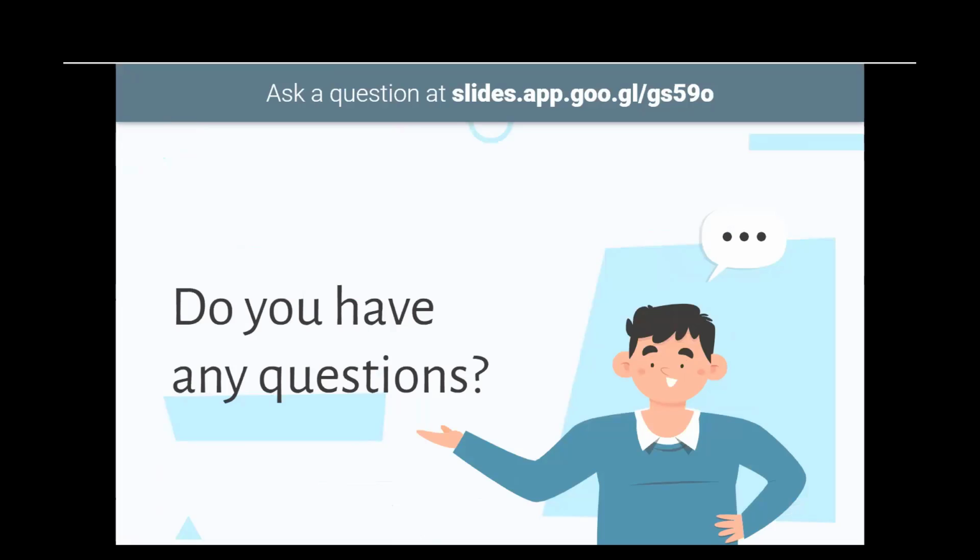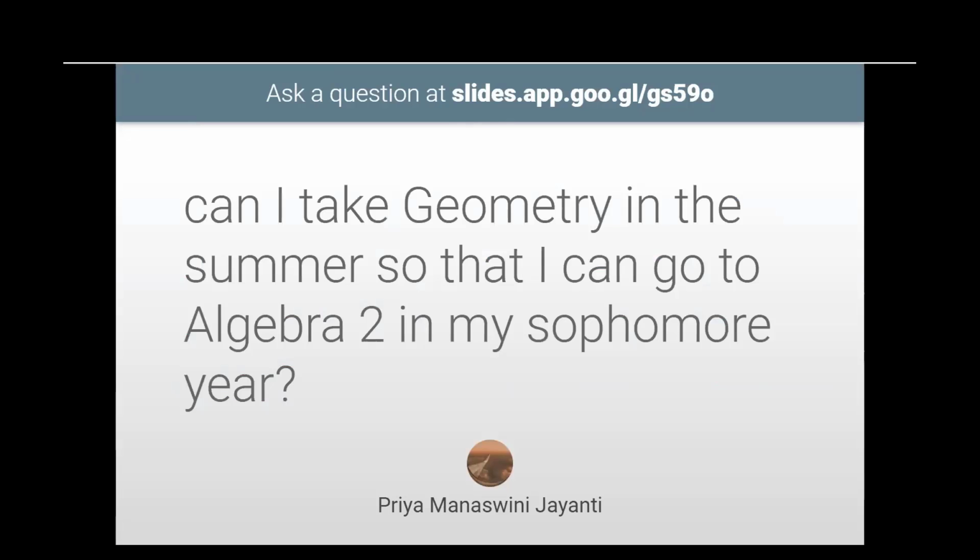All right, next one. Can I take geometry in the summer so that I can go to Algebra 2 as a sophomore? That is a wonderful question. The answer is yes. You can take geometry in the summer. It is a full 2 sessions, so you're committing roughly 8 weeks. And what the class will do is prepare you as a student to take credit by exam. Normally, I would not recommend a student to take credit by exam by itself, but if you use the summer school class to prepare you for that, you'll do well.